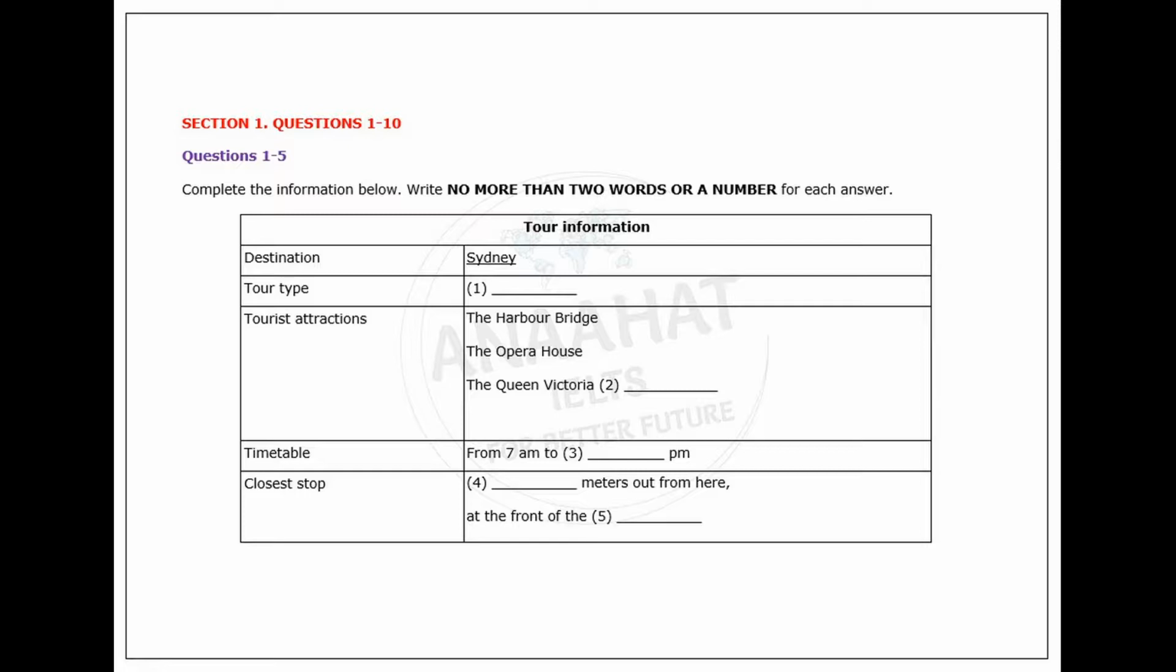There's a hop-on hop-off bus tour that takes you around to the Harbour Bridge, the Opera House and the Queen Victoria Building. I think it's a good option. Is there a set timetable for the tour? No. The buses run in a loop around the city all day. And what hours do the buses operate? They run from 7 a.m. in the morning until 9 p.m. each night. That sounds nice. Yes. And the closest stop is just 20 meters out from here, at the front of the hotel.